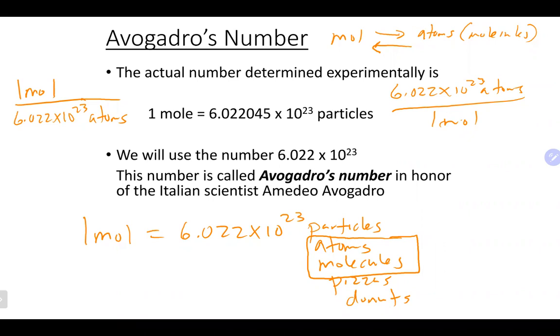So we can apply this to anything on the periodic table. For example, if I have 1 mole of hydrogen, how many hydrogen atoms would that be? It would be 6.022 times 10 to the 23 atoms of hydrogen, as obviously hydrogen is an atom.